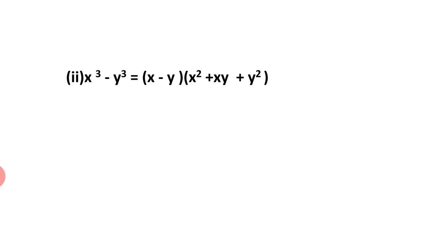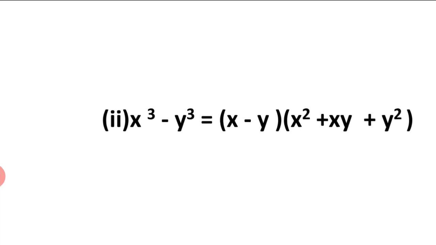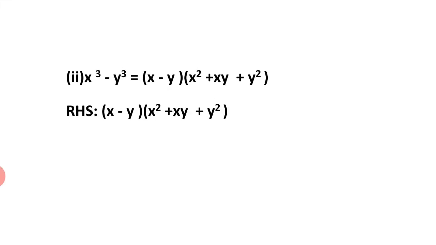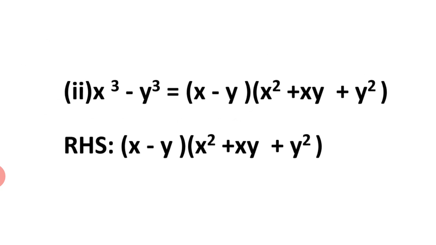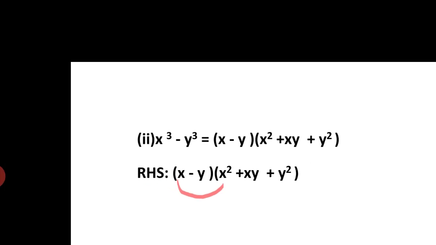Now the second result also is of similar kind. So x cube minus y cube is equal to (x minus y) into (x square plus xy plus y square). See, so now once again we will expand RHS here. It is (x minus y) into (x square plus xy plus y square). Again by using the distributive property, we are going to multiply by x. So x into x square. So let me take the first step.